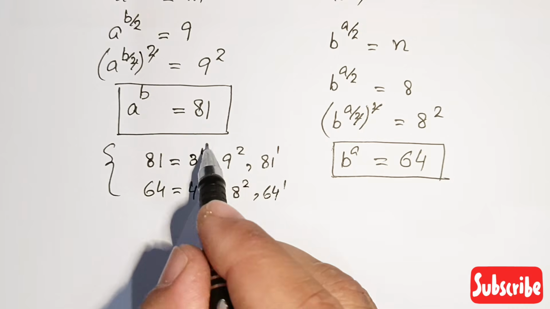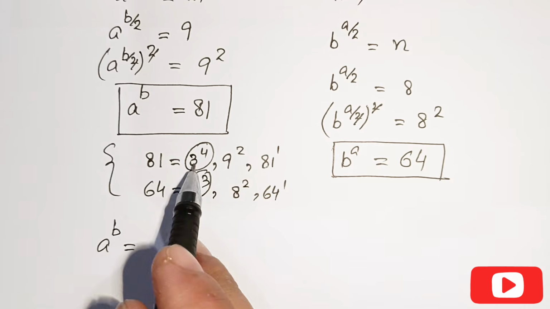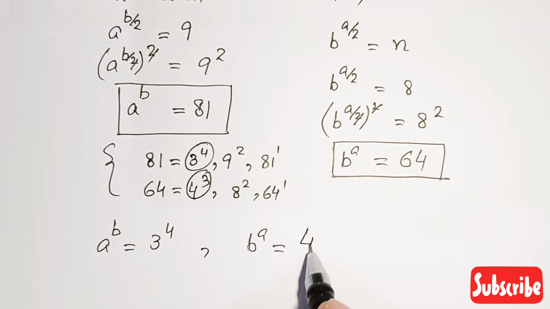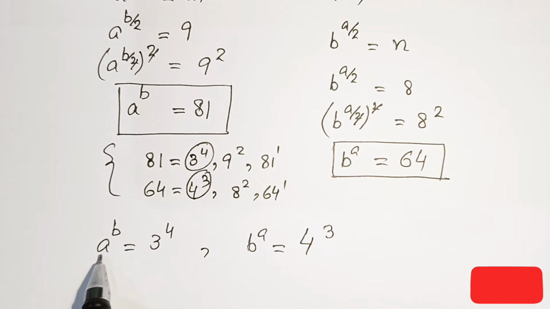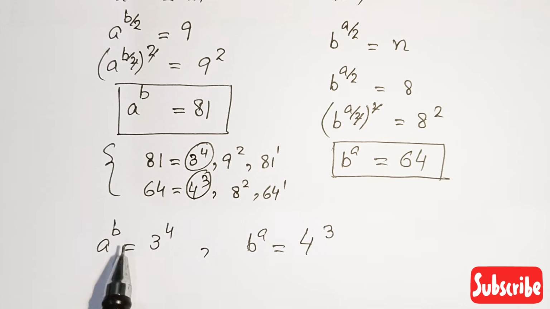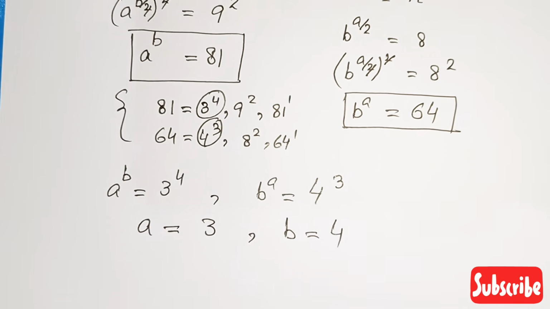Now if we take these factors of 81 and 64, we can write a to the power b is equal to 81, which can be written as 3 to the power 4, and b to the power a is equal to 64, which can be written as 4 cubed. Now we see that here the base a is equal to 3 and the exponent b is equal to 4, and here the base b is equal to 4 and the exponent a is equal to 3. So comparing bases and exponents, we get the value of a is 3 and the value of b is 4. So these are our final values of a and b here.